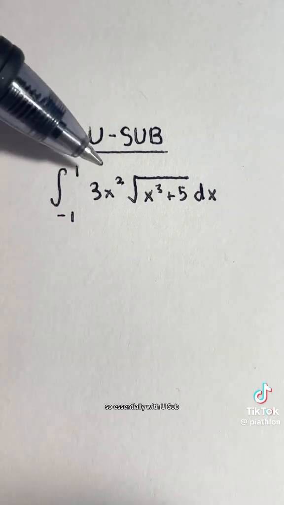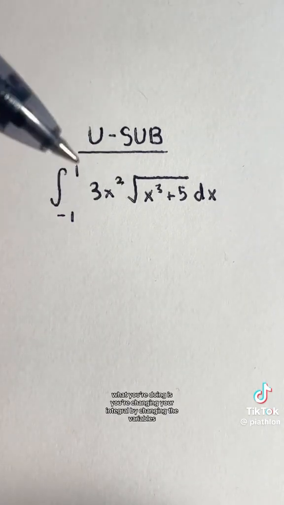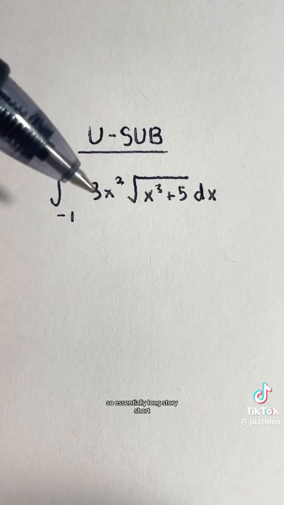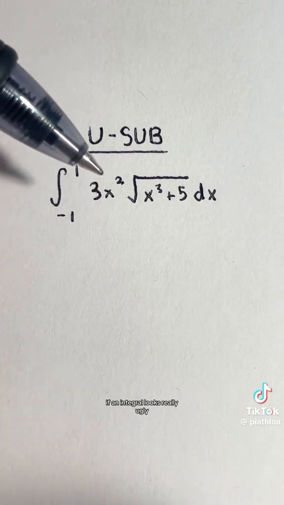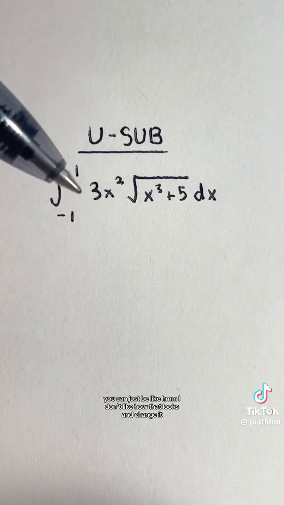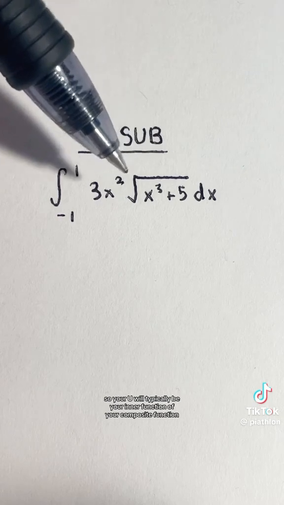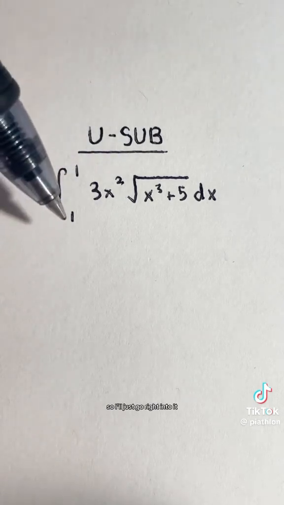So essentially with U sub, what you're doing is you're changing your integral by changing the variables. Long story short, if an integral looks really ugly, you can just be like, I don't like how that looks, and change it. So your u will typically be the inner function of your composite function. So I'll just go right into it.